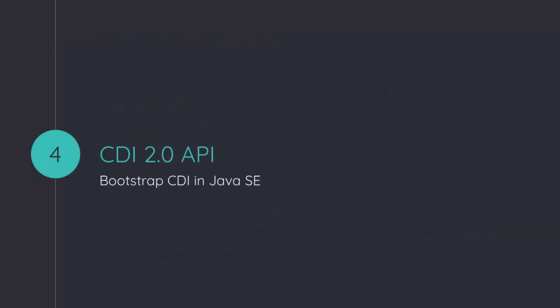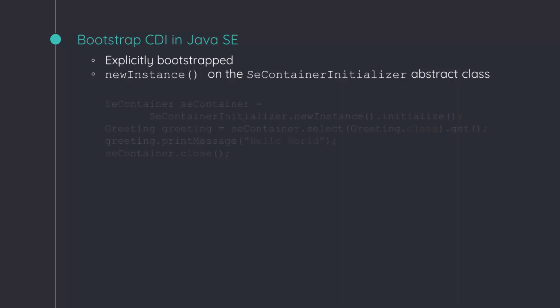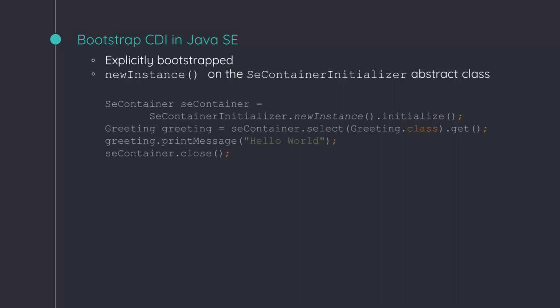Now let's move on to the next API, the CDI 2.0 API. This version boasts many new features, and one of the more interesting features is the capability to bootstrap CDI in Java SE applications. To use CDI in Java SE, the CDI container must be explicitly bootstrapped. This is achieved by calling the static method newInstance on the SE container initializer abstract class. It returns an SE container instance that is a handle to the CDI runtime, with which you can do CDI resolution as shown in this code snippet.